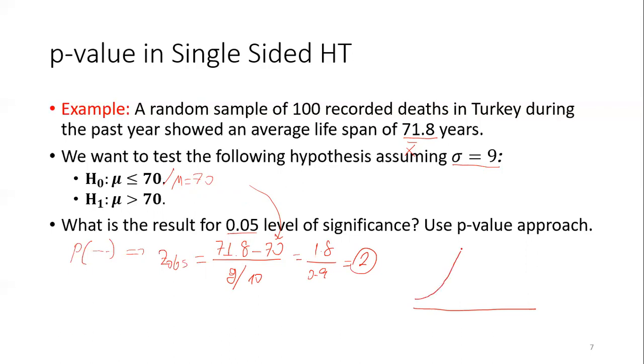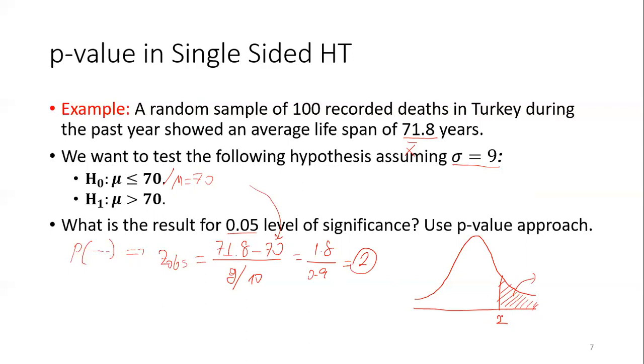So let me just plot the distribution of the null hypothesis, the distribution of the standard normal random variable. This is 2. Now, what is the definition of the p-value? The p-value is the area to the right of this number, to the right of t. So what is this?